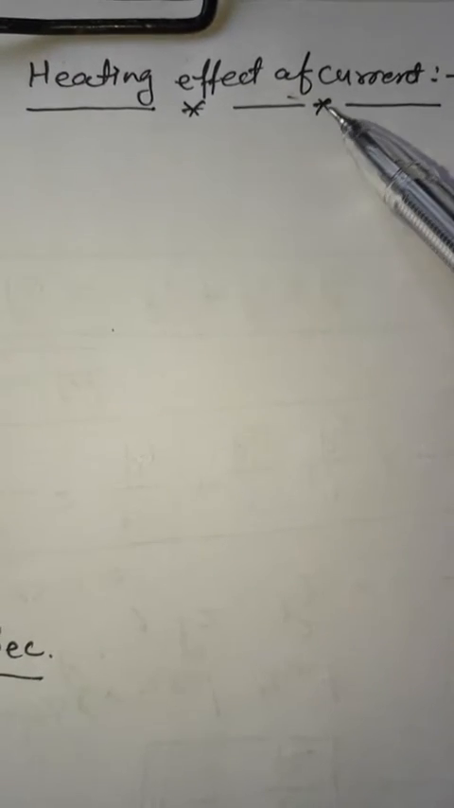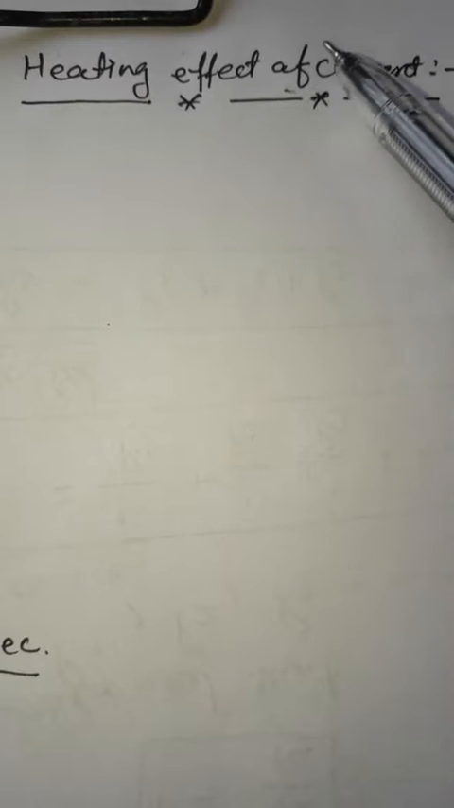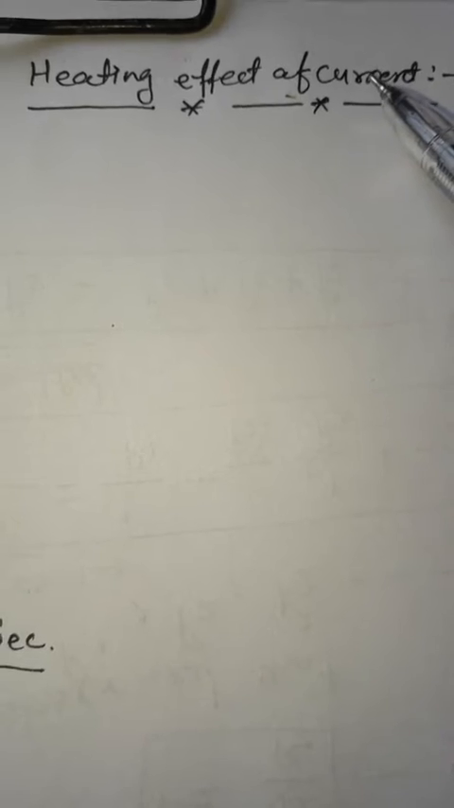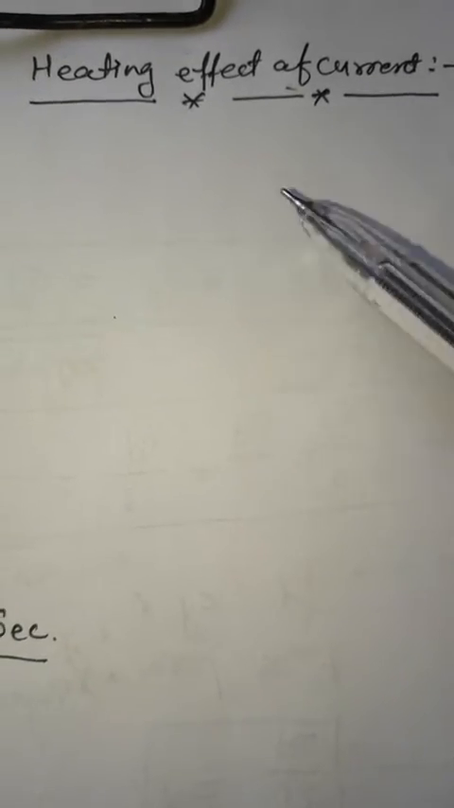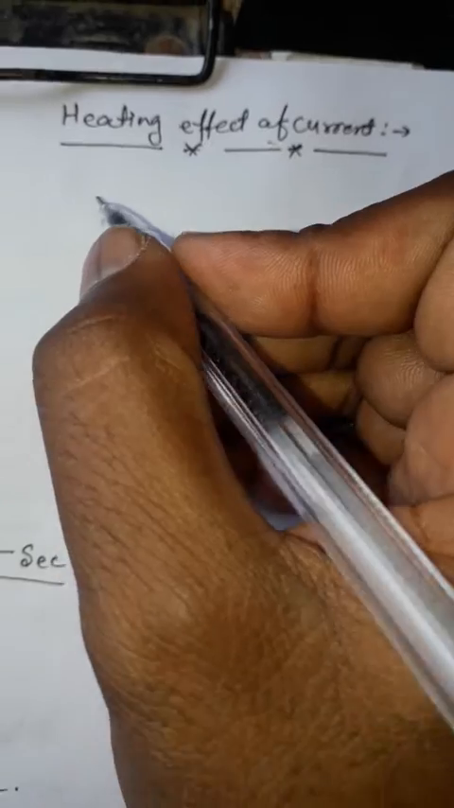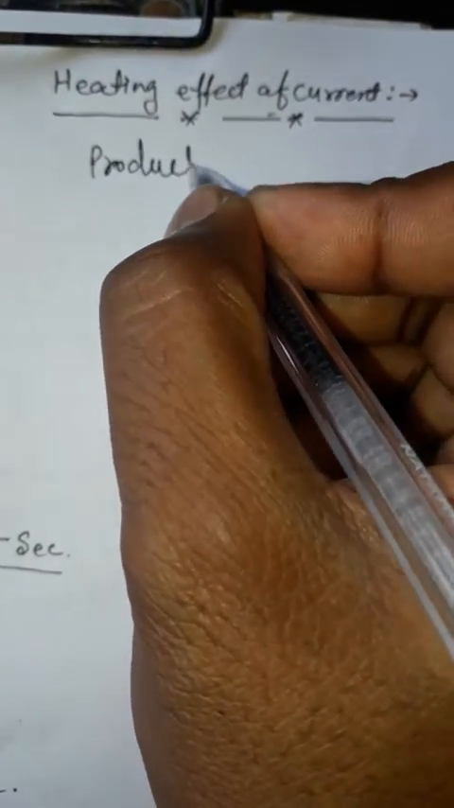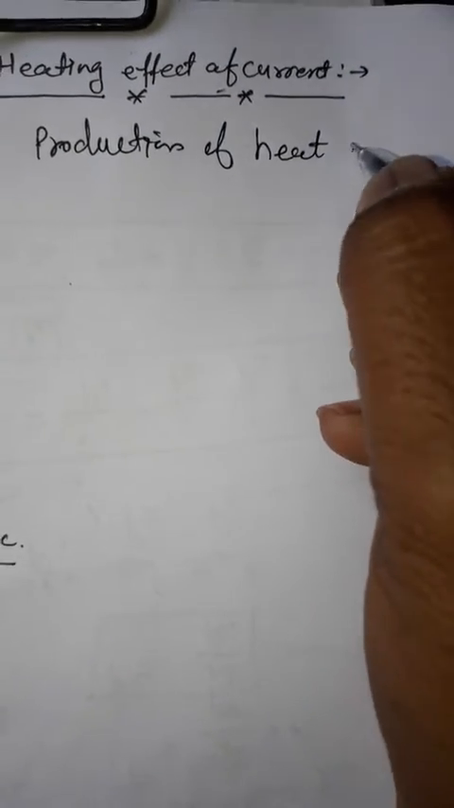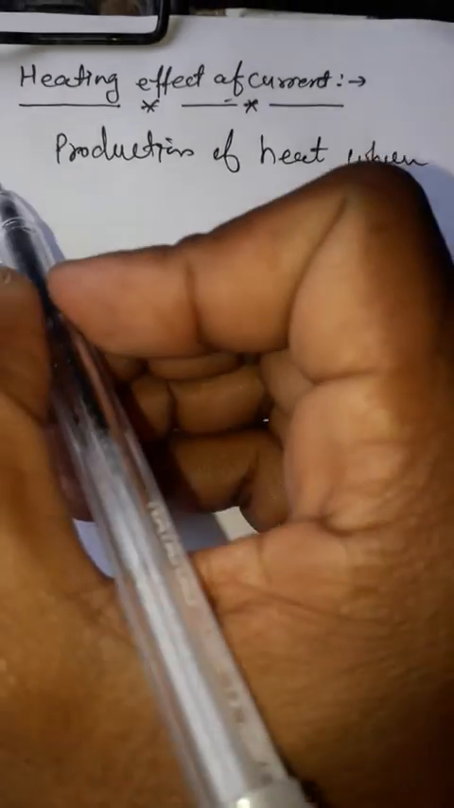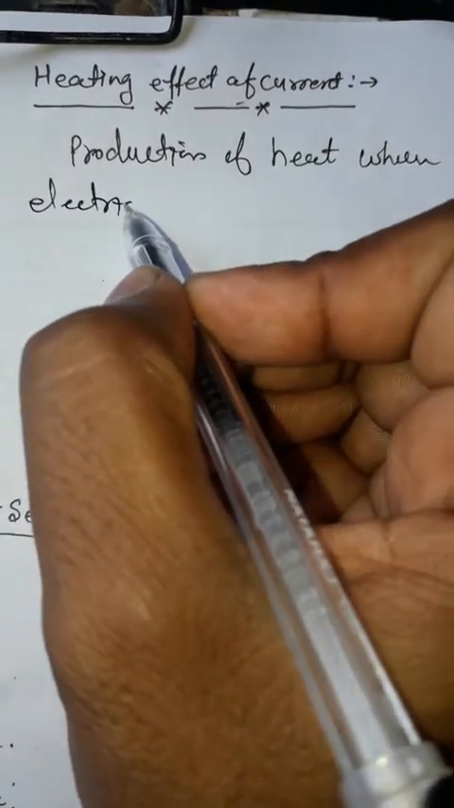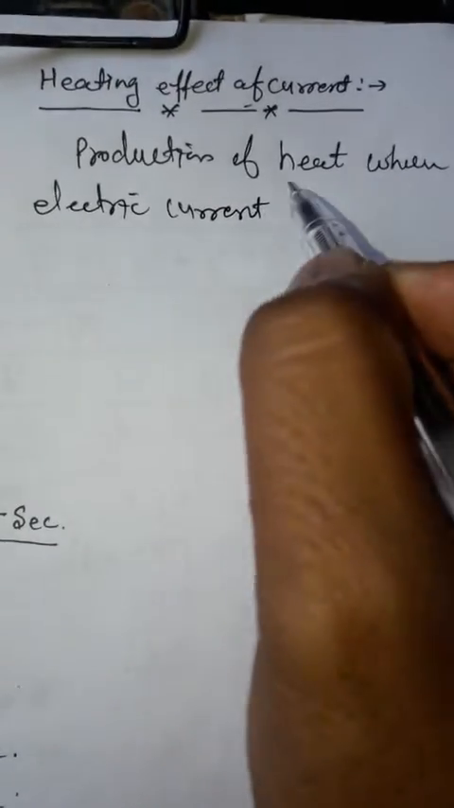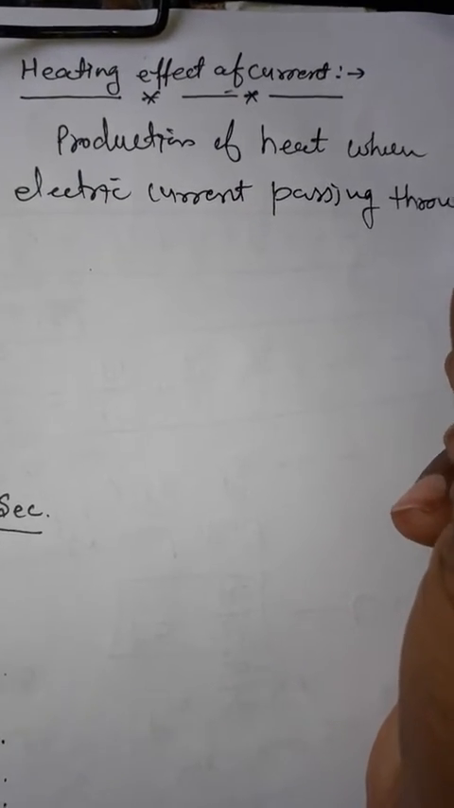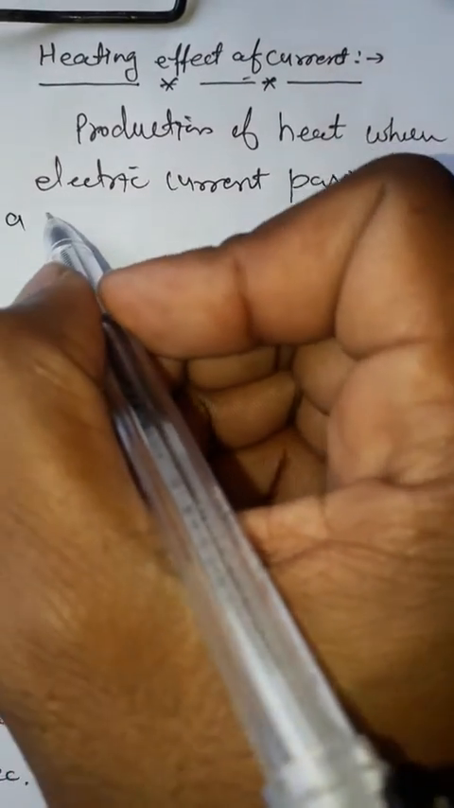By the heating effect, we mean that when current is passing through some conductor, the conductor produces some heat. So we can say this is the production of heat energy when electric current passes through the conductor.